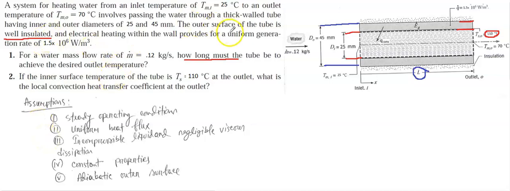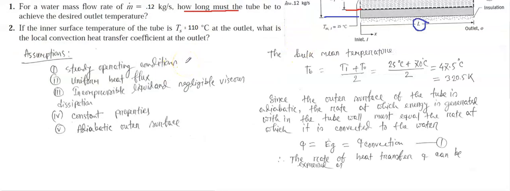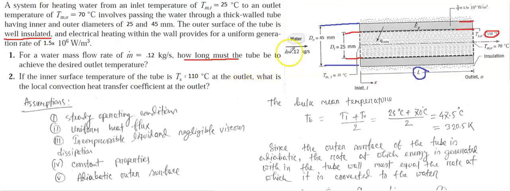If you look here, actually it is not given any water properties. We only know the pipe specification. We know the mass flow rate and we know the heat generation rate. That's it. But we don't know any properties for water. So we will calculate the bulk mean temperature at first. The inlet temperature is given as 25 degrees centigrade and the outlet temperature is given as 70. So the bulk mean temperature should be 25 plus 70 over 2. This is 47.5, that means 320 kelvin.